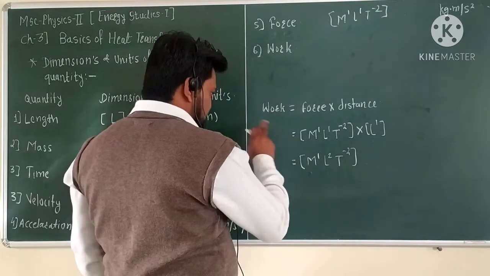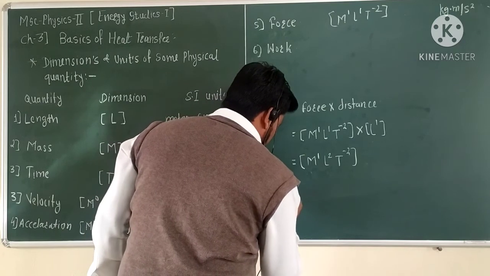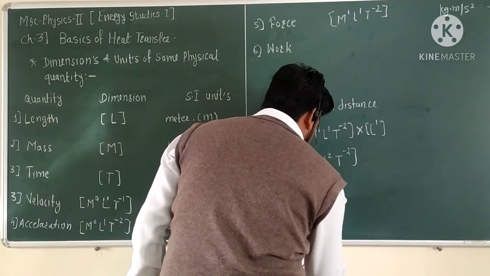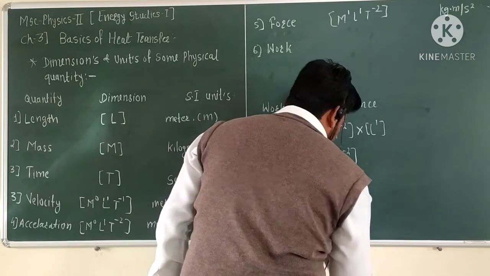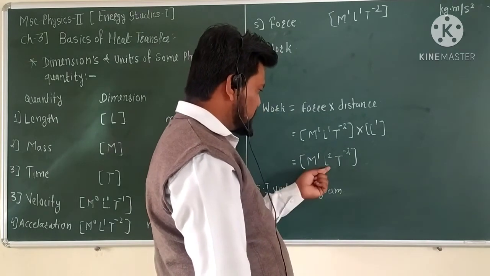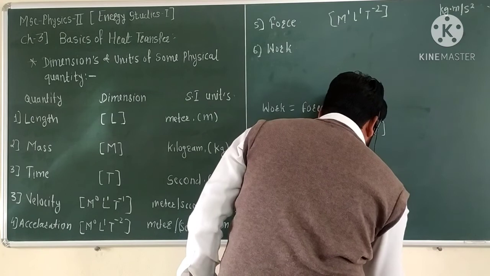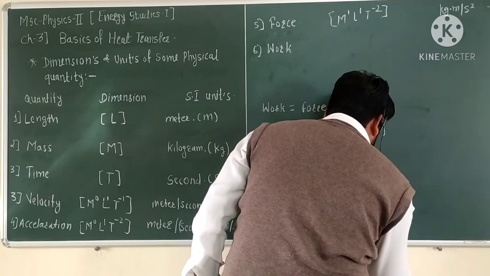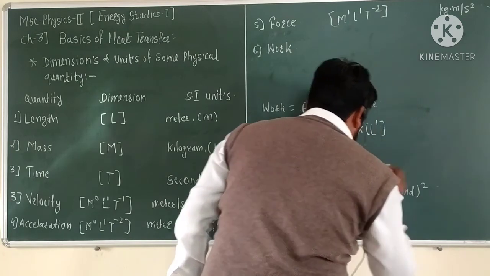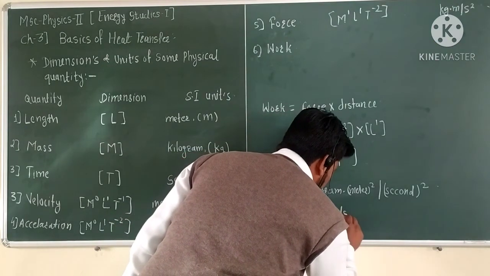So this is the dimension of work, and if we want to write the SI unit, it depends on this. Mass is given in kilogram. The unit of length is meter, hence for length squared it is meter square, so the SI unit is kg meter square per second square.